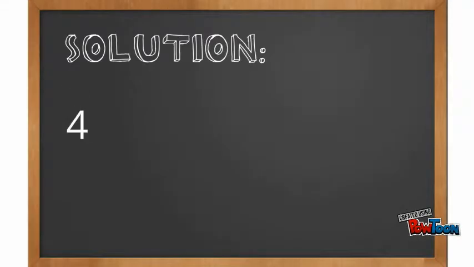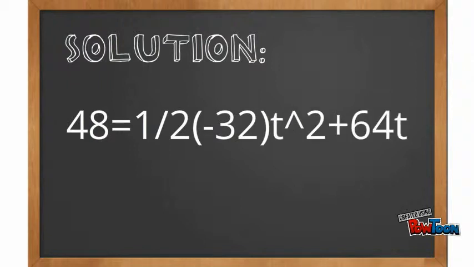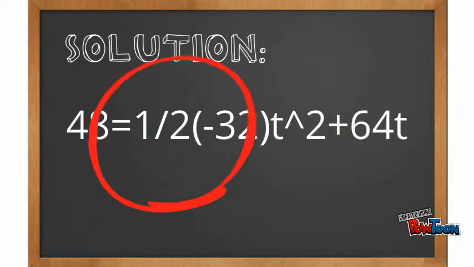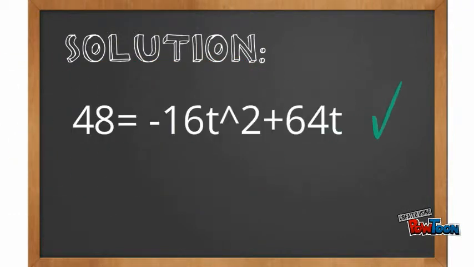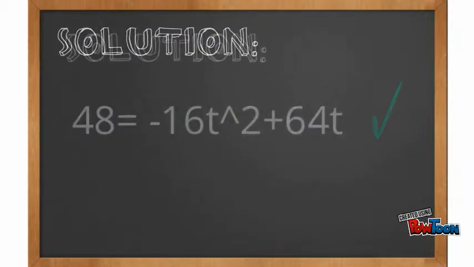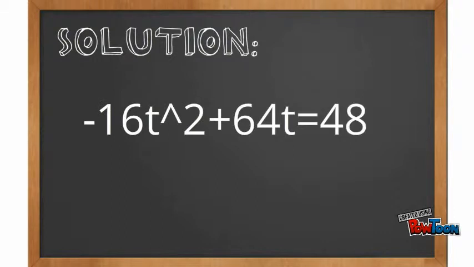Next step is the solution. First, we need to multiply 1/2 and negative 32, which is 48 equals negative 16 t squared plus 60/14. Then, we need to rearrange the terms. To make it easier to solve, we need to make a, which is negative 16, positive by multiplying both sides by negative 1.